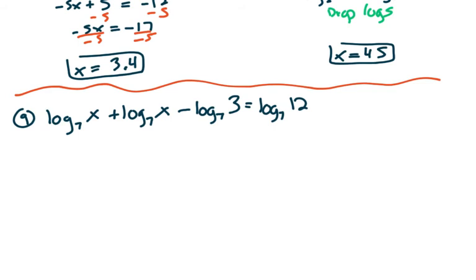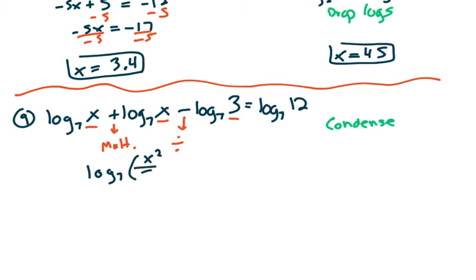So here, I want to condense the logs on the left-hand side first. So adding means to multiply, and subtracting means to divide. So I'm multiplying x and dividing by 3. So I would get log base 7 of x squared divided by 3 equals log base 7 of 12. Now we can drop the logs.